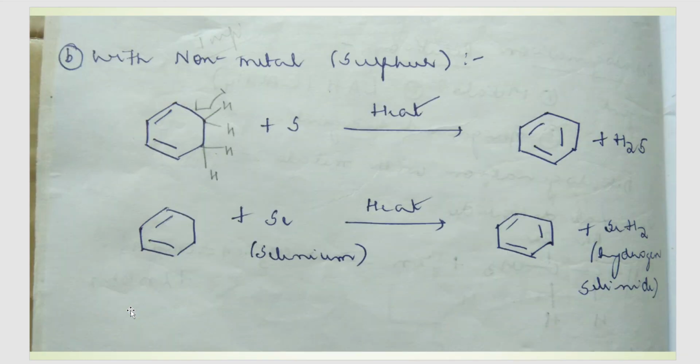What about dehydrogenation with non-metal like sulfur or selenium? Same way the reaction will progress. Here what happens? Once again, because of the heat, there is homolytic cleavage, and the two hydrogens that come out, they combine with the sulfur to give hydrogen sulfide, and you get your benzene. Same way, hydrogen selenide is obtained in case you're using selenium, and you will get the benzene ring. So that is the reaction mechanism for dehydrogenation reaction.